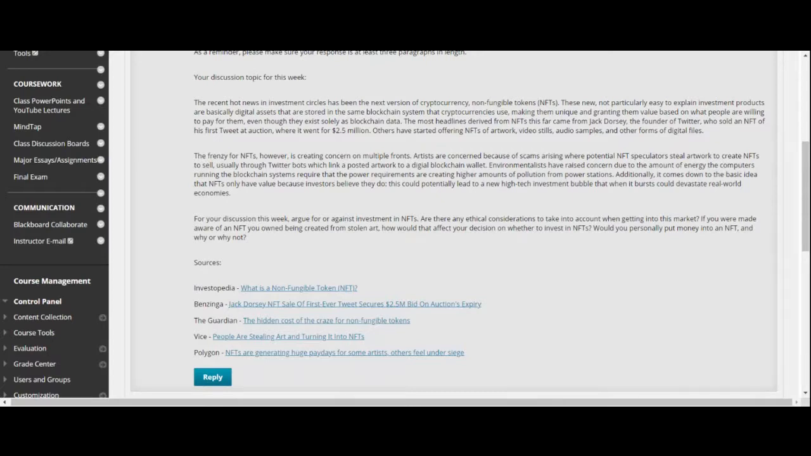Additionally, it comes down to the basic idea that NFTs only have value because investors believe they do. This could potentially lead to a new high-tech investment bubble that, when it bursts, could devastate real-world economies. For your discussion this week, argue for or against investment in NFTs. Are there any ethical considerations taken into account when getting into this market? If you were made aware of an NFT you own being created from stolen art, how would that affect your decision on whether to invest in NFTs? Would you personally put money into an NFT, and why or why not?